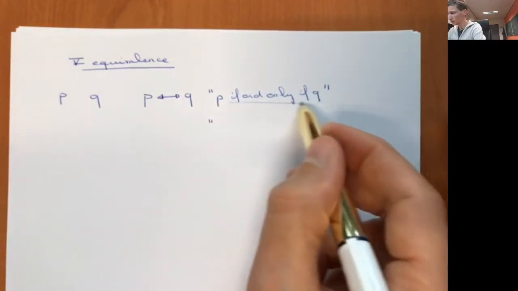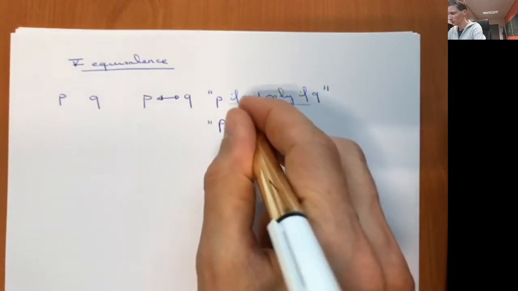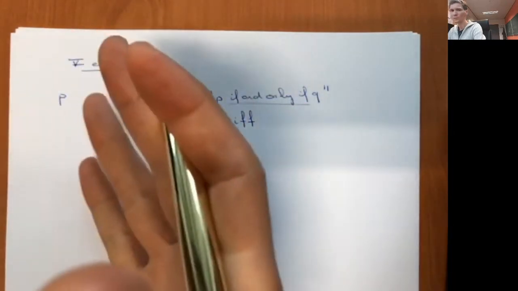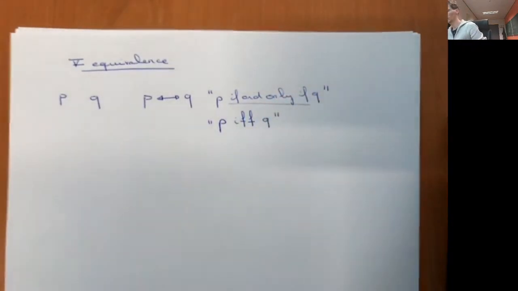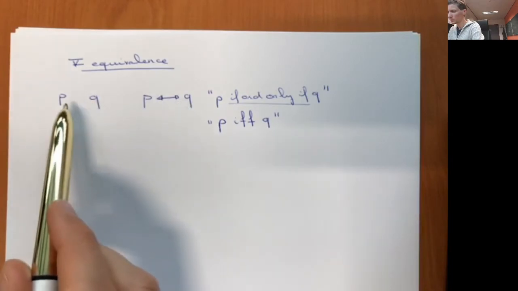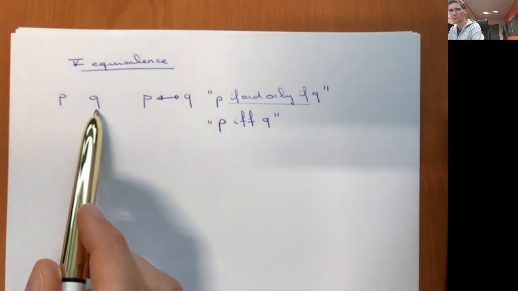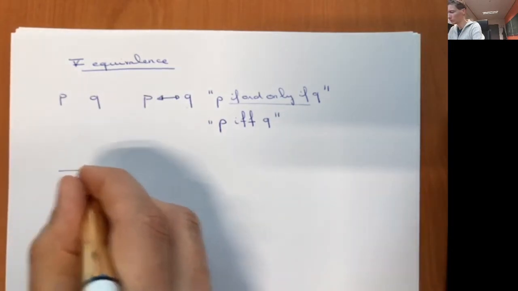If you don't like to write down this "if and only if" in full, often you write "iff", with two F's: P iff Q. So simply P if and only if Q. So when is this formula true? Well, this formula will be true whenever the value of P is equal to the value of Q. Okay, either both true or both false.